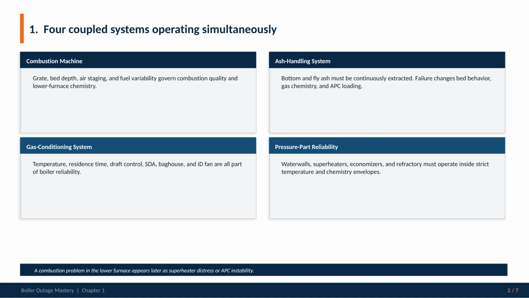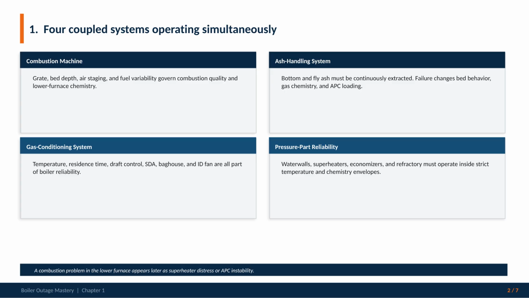Let me walk you through the four systems. First, the combustion machine. The grate, bed depth, air staging, and the variability of the fuel all govern combustion quality. Poor bed turnover, wrong grate speed, or incorrect air zoning does not just give you bad combustion. It directly creates reducing pockets in the lower furnace that accelerate chloride-driven attack on your water walls. That connection is critical.